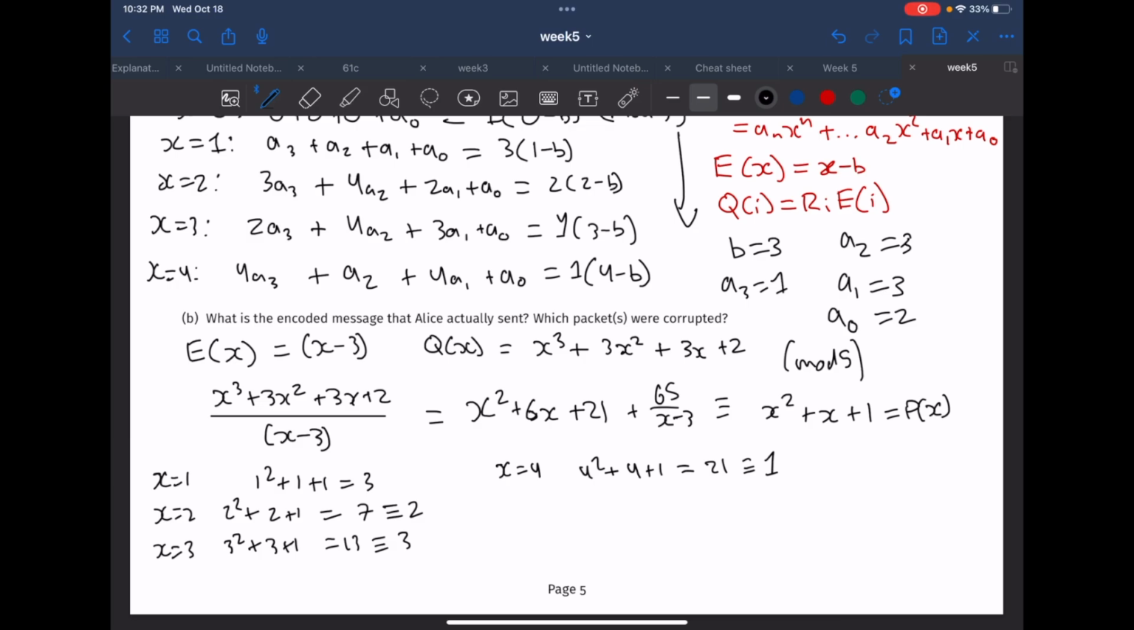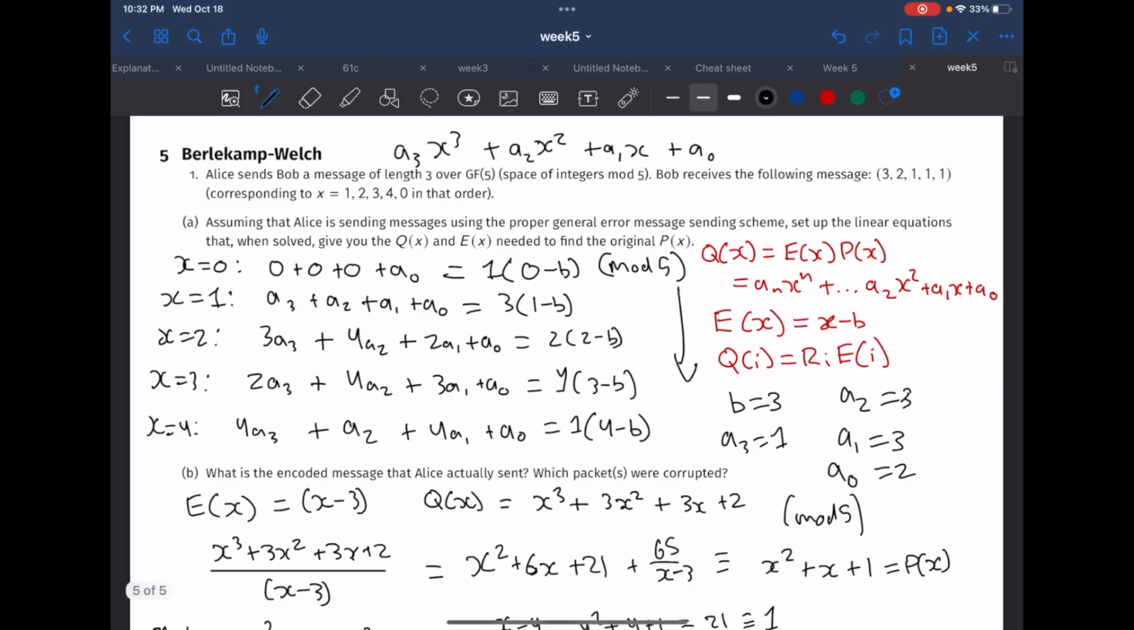And at x equals 0, we do 0 squared plus 0 plus 1, which is equal to 1, which is equivalent to 1 mod 5. So the final message that we're left with is 3, 2, 3, 1, 1.